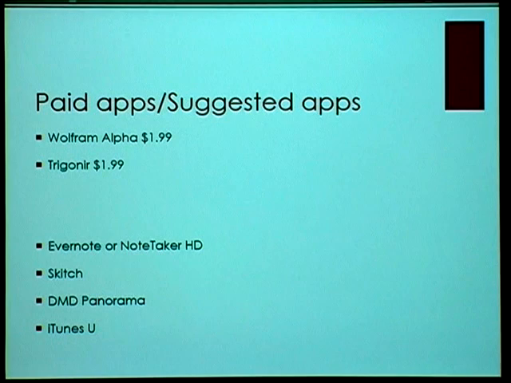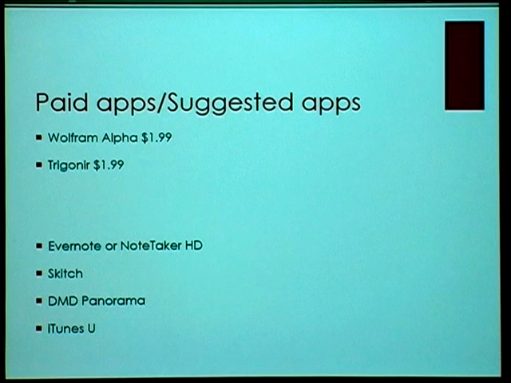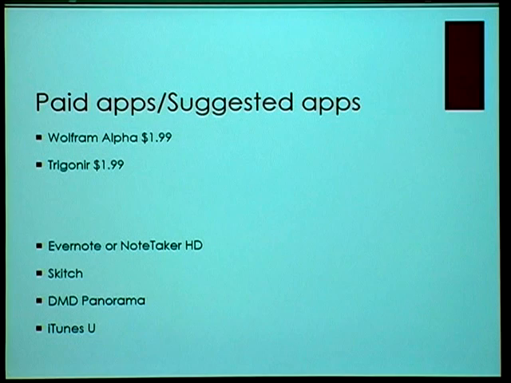The ones I actually asked them to buy: one was Wolfram Alpha, and if you're not familiar with Wolfram Alpha, that's who Siri asks. So that's the be-all and end-all. And it was only $1.99. I actually got mine for free, because I was at a conference when they offered it for free. And then Trig and Air, which is just $1.99. It's a trig app.